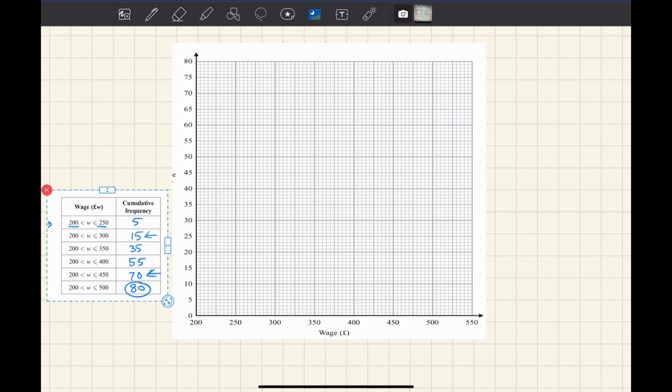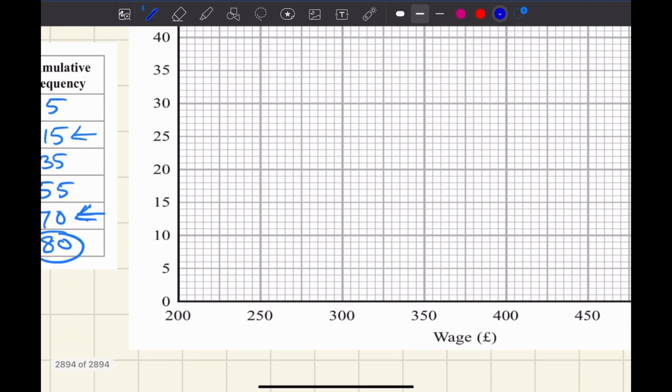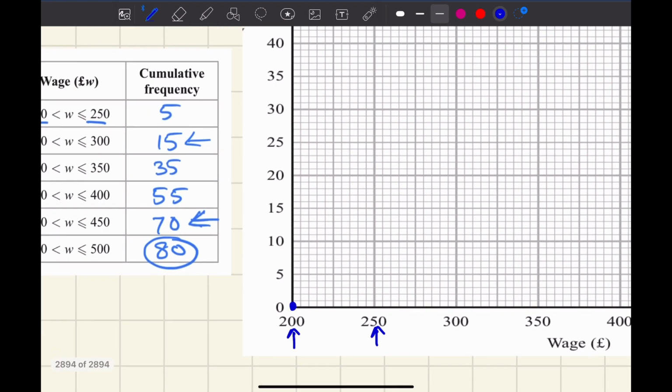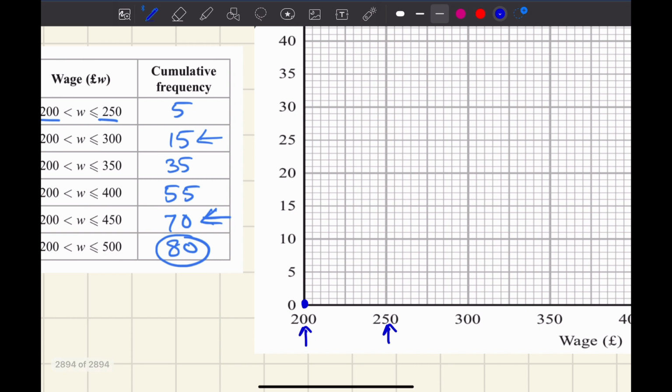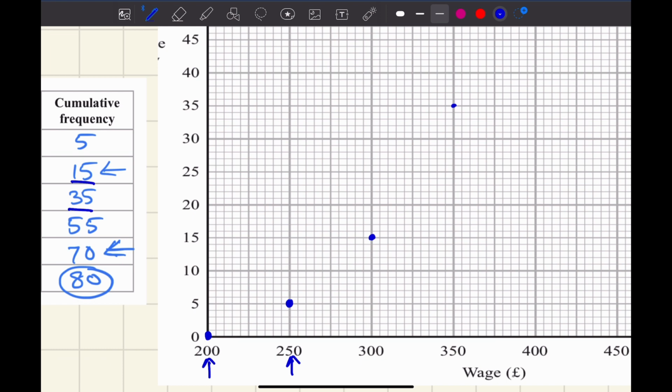Okay, so first of all, from 200 to 250, the cumulative frequency is 5. So that's 200. That's 250. And the cumulative frequency is 5. So we'll put a dot over here. We'll start from 0. At 250, we'll put a mark on 5. So this is 5 over here. Let's put a dot here. Then at 300, we'll put a mark on 15. 300, that's 15. Then on 350, it's 35. 350 and 35 right over here.